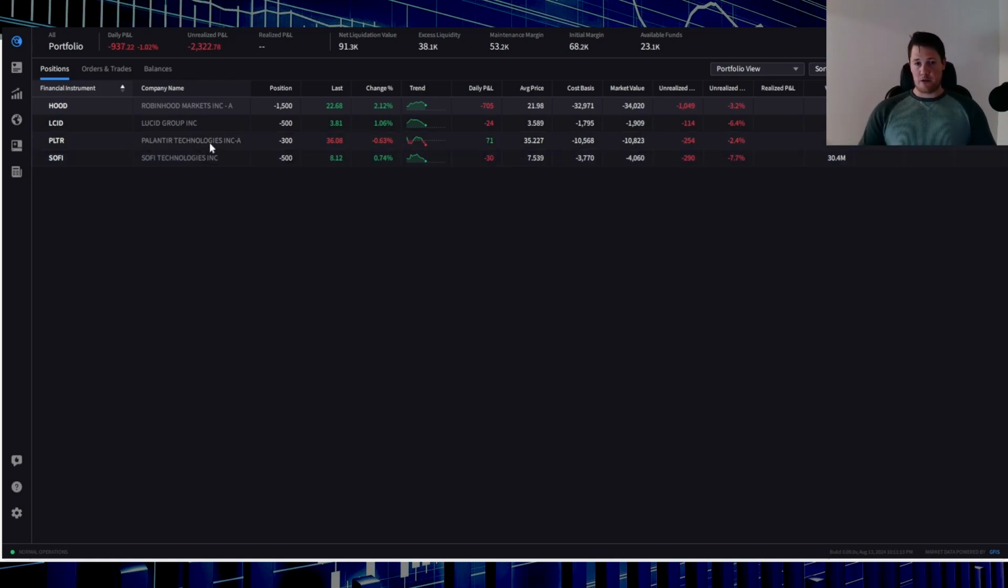So Palantir, I did sell 2 different ones. One of which was one option at, I believe, $34.50. The other one was at $35. So my average right now is $35.20, and that is factoring in the premiums I did receive. So right now I'm down 2.5%. So 300 shares of that.